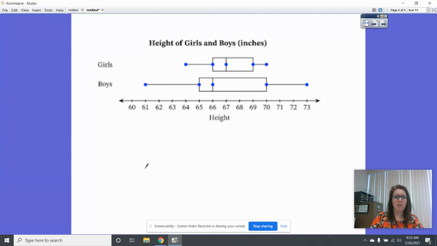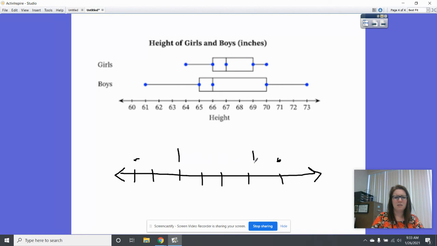We could have redrawn this girls number line or the girls box and whisker plot like this: 64, 65, 66, 67, 68, 69, 70. We could have redrawn it like this, and suddenly, just by looking at them, it looks like this interquartile range is very close to the size of this interquartile range. So you have to make sure you look at the scale, right?